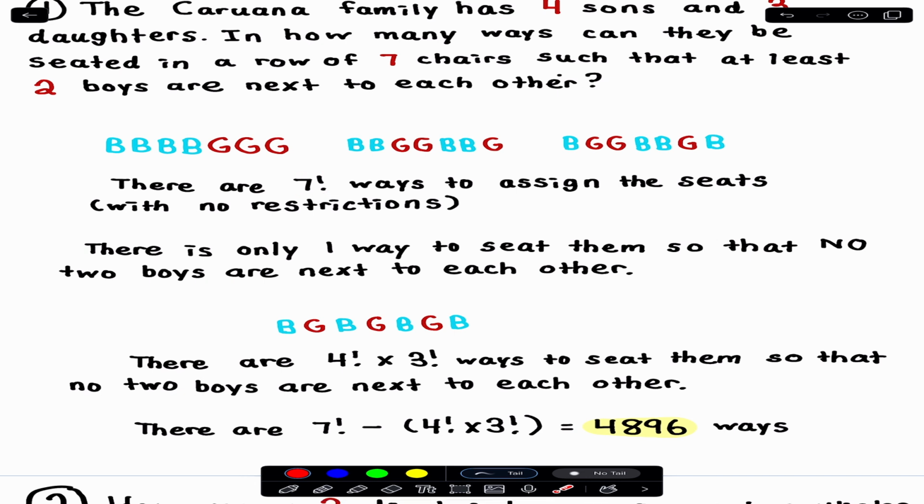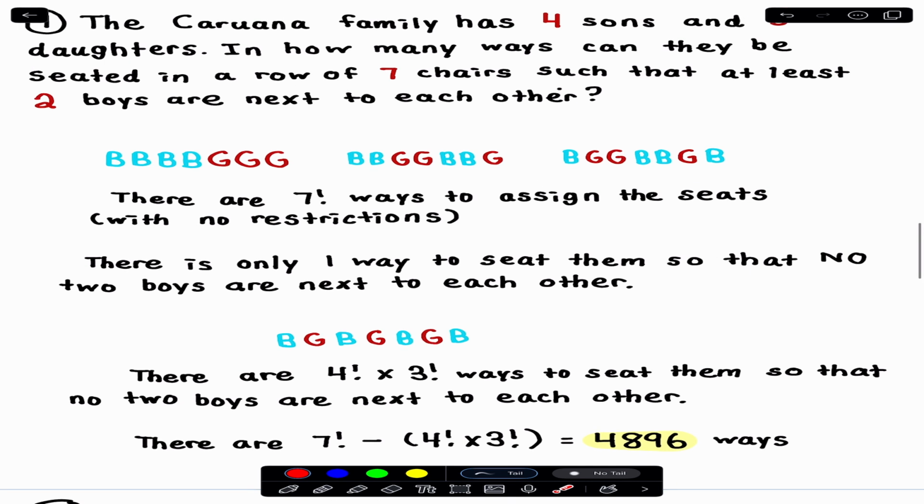So again, I want to emphasize the point. Complementary counting simplifies everything because there's only one way so that no 2 boys are next to each other. 1 is much less than 3. And it's not even 3, it's actually more cases. So casework is not the way to go for this. Complementary counting is the way to go.